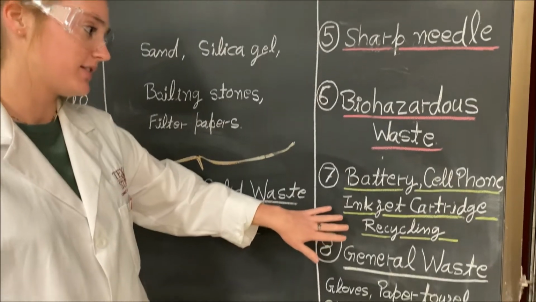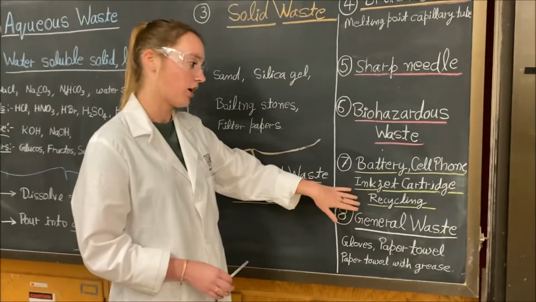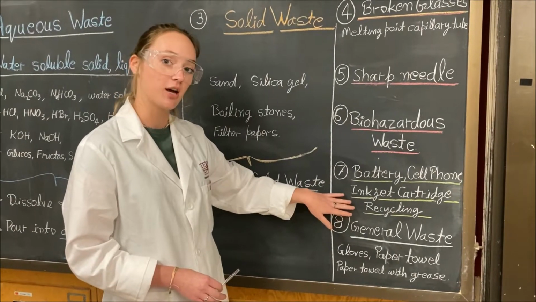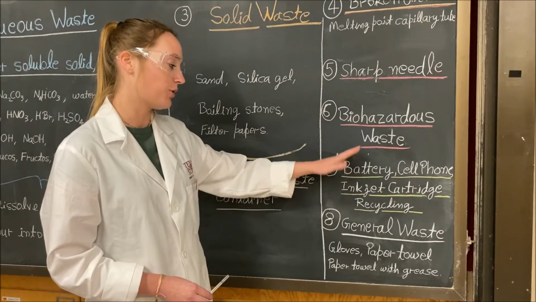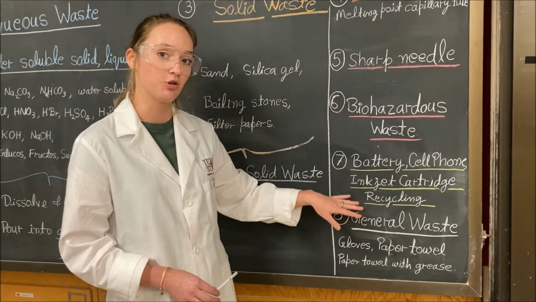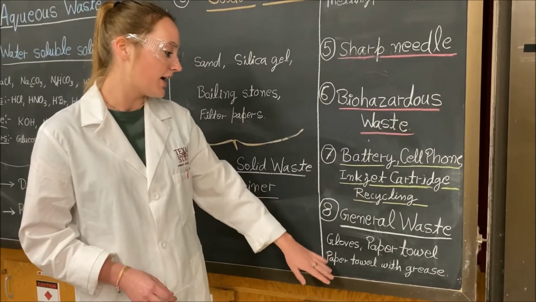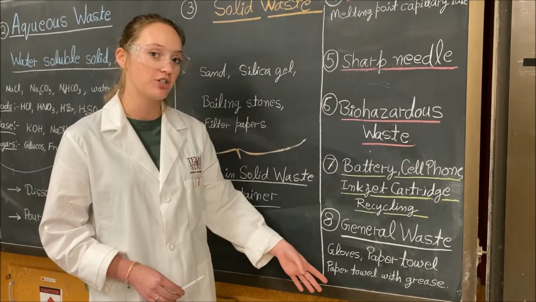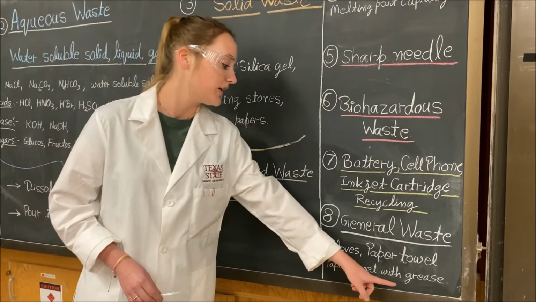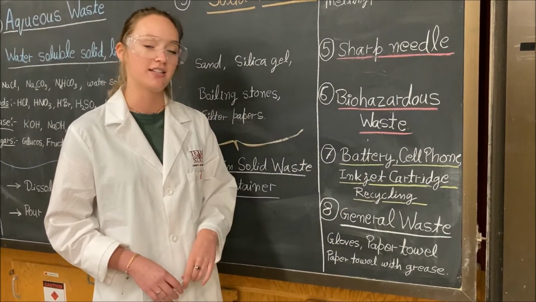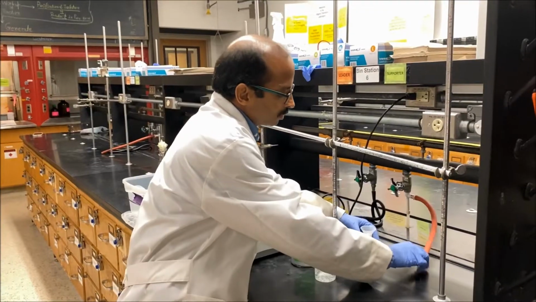Then we've got battery, cell phone, inkjet cartridge, and recycling waste. These wastes can mostly be found in your chemical stock room, and you'll throw these objects into their respective waste containers over there, and they can be recycled or reused or disposed of properly. And then finally, we have general waste, which gloves and paper towels go into, and then when we clean grease off of some glassware or paper towels, you can just throw it right into the general waste as well.